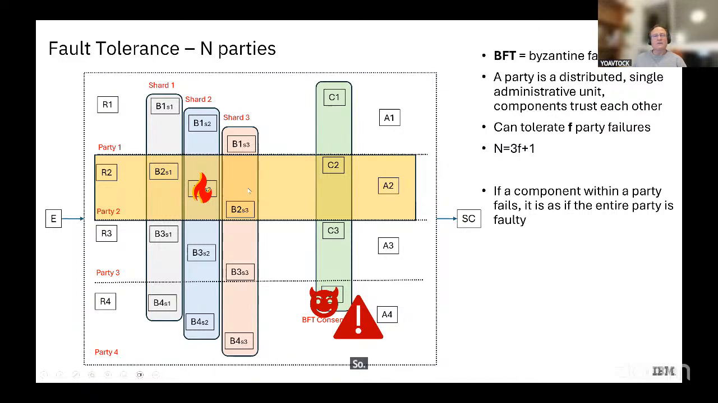So let's assume, for example, that party number 2 has a failure in one of the batchers. We cannot tolerate, again, a failure in the consenter of party 4, for example. This violates the assumptions of f party failures.